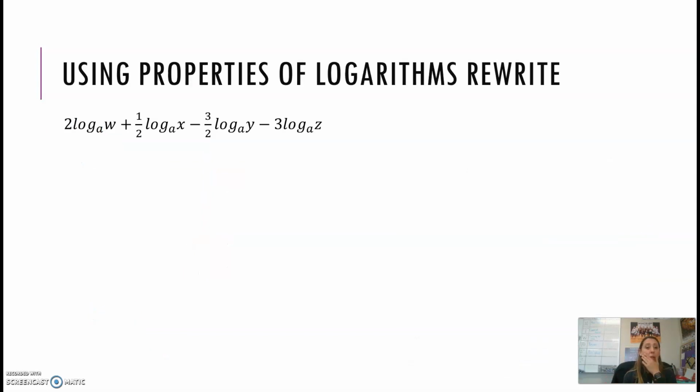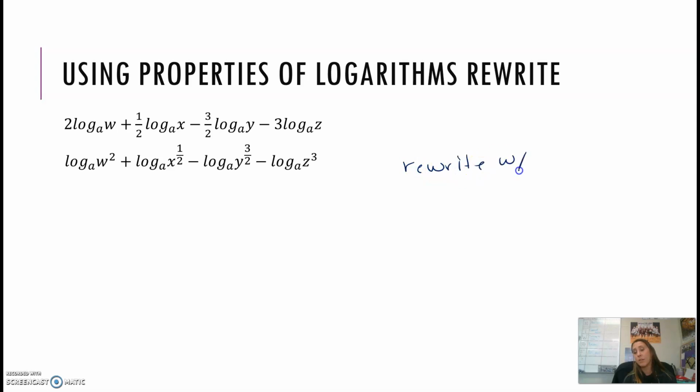All right, so now we're going to look through this one: using the properties of logs to rewrite. So we have this long thing, and we're going to rewrite it. The first thing we want to do is rewrite with the exponent. So now I have all of this. The 2 in front of here became that. So we do the reverse power rule for everything, right?